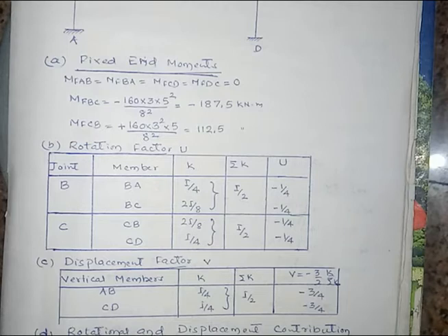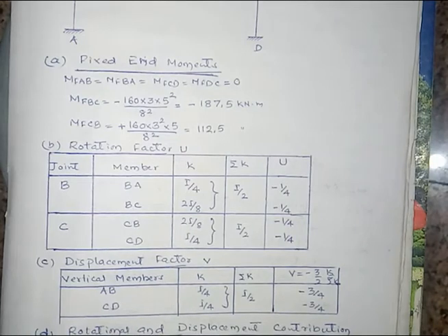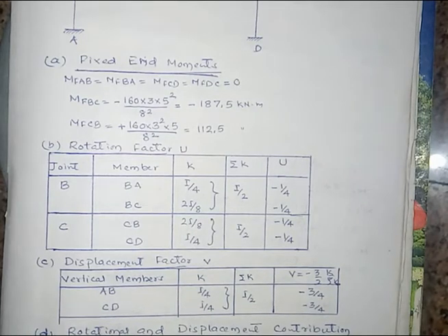Then the next step is to calculate the rotational and the displacement contribution. Here we first have to calculate the rotational moment and the displacement contribution. You have to draw this diagram. At joint B, the rotational factor, we have to draw the boxes at joints B and C. For end supports, there is no need for the boxes.